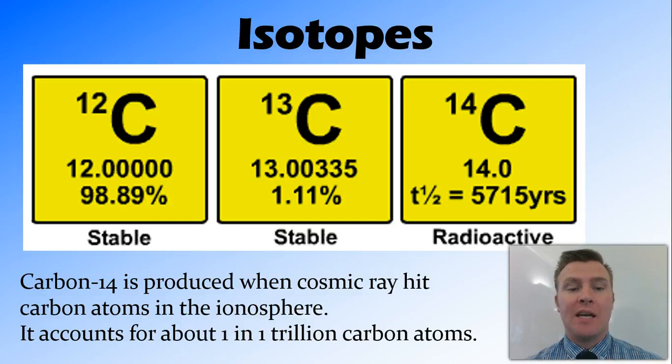Now, carbon-14 is produced in the ionosphere when a cosmic ray hits a carbon atom that's floating around up there. That's why they're so rare. But also they're unstable, so that over time they decay, meaning there hasn't been a lot of them building up on the Earth.